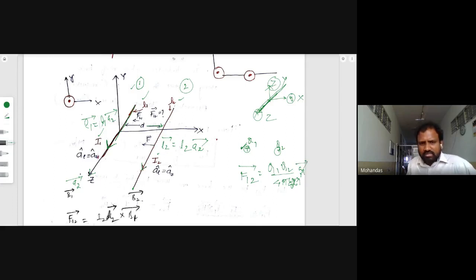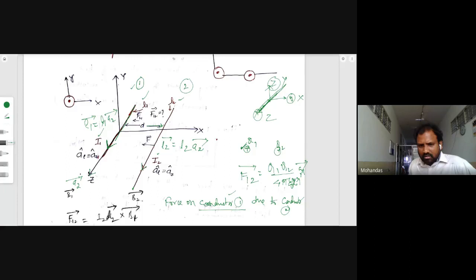Here also, the force, listen carefully, force on conductor 1, force on conductor 1 due to conductor 2.